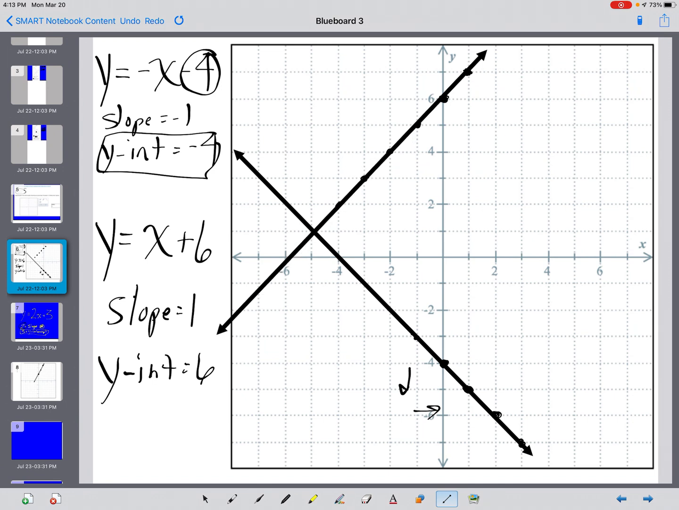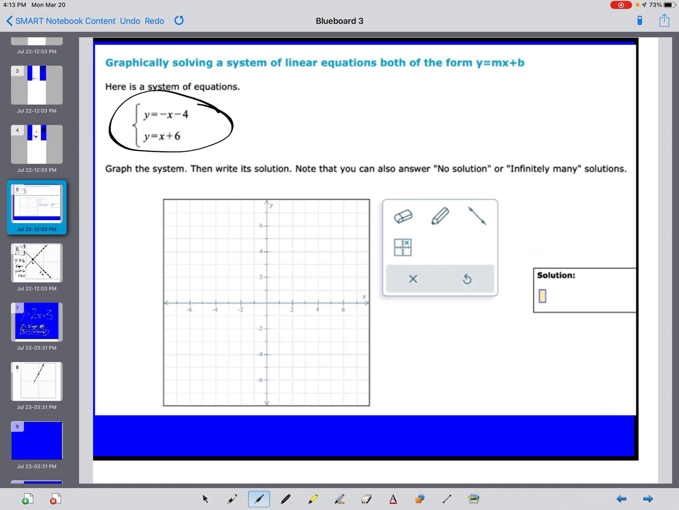So it looks like we do have a solution for this system. They cross at this point here, which appears to be negative 5, and then up 1, which is 1. So I see a solution of negative 5 and 1. And so that's what I'm going to plug in. It would be (-5, 1) is the solution for this system.